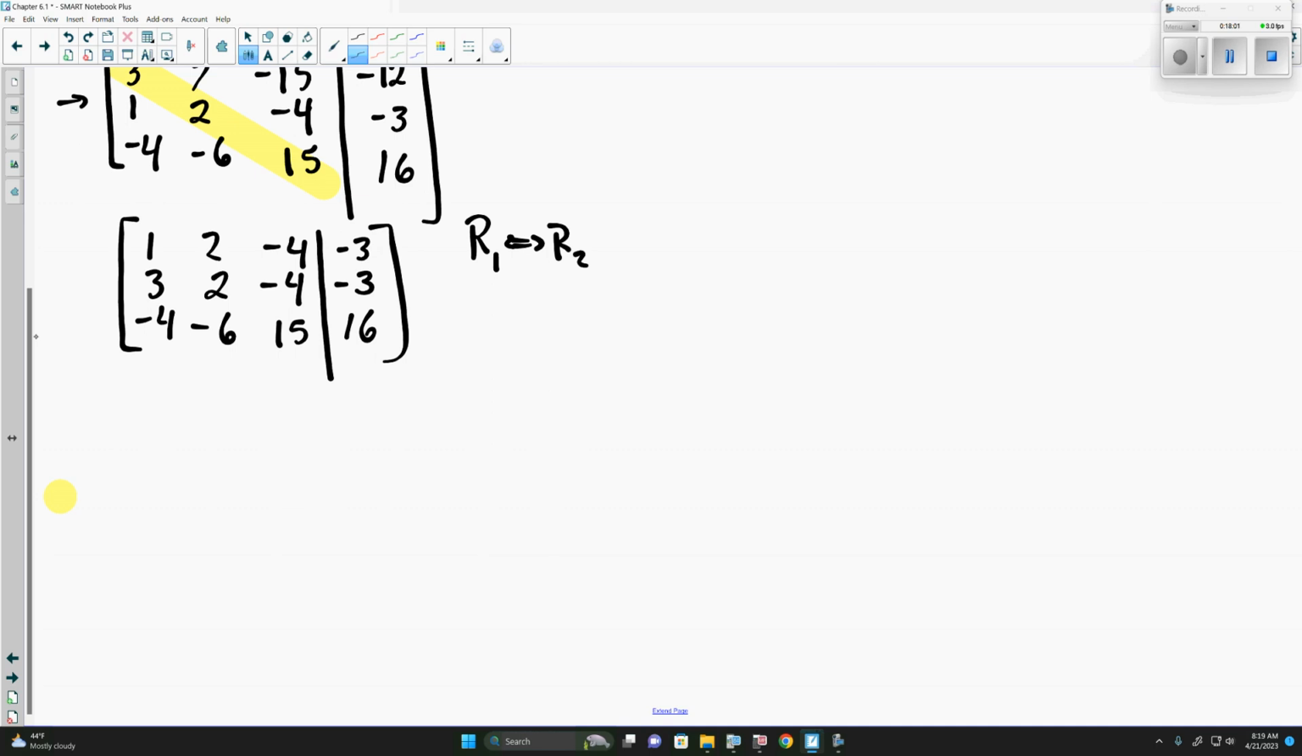Now, having the first row have a 1 is going to be helpful because we need the two numbers underneath it to be 0. So we need this 3 and this negative 4 to be 0. So what would I need to multiply 1 by to get the 3 to cancel? Negative 3. So what we're going to do now is multiply row 1 by negative 3 and add it to row 2 to take row 2's place.